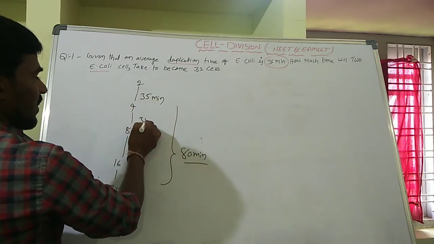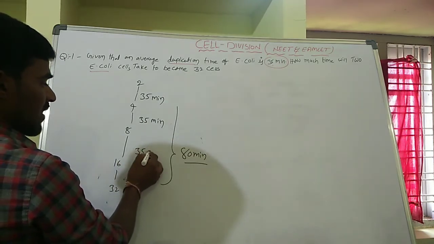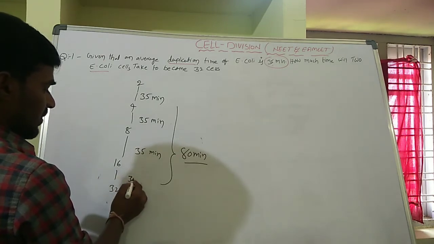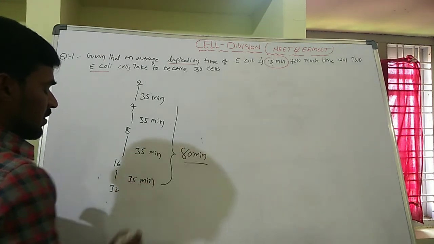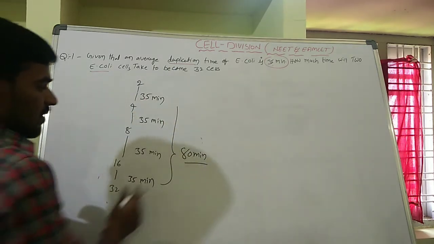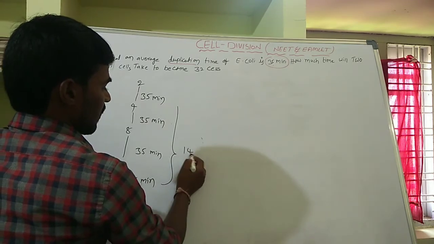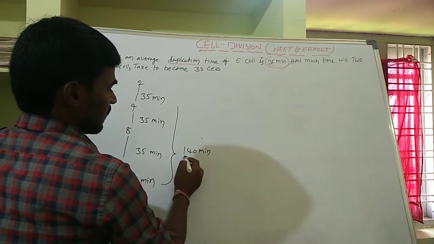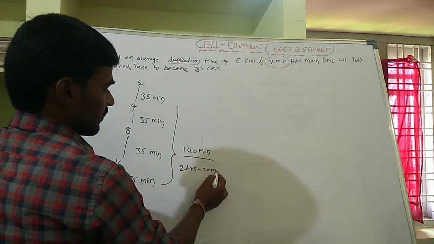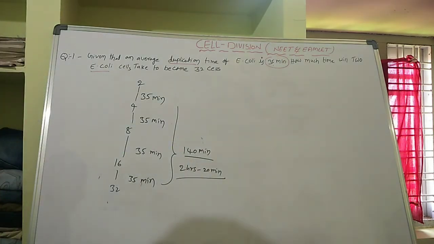After 35 minutes, again 4 cells gives 8 cells. After another 35 minutes, 8 cells gives 16 cells. After another 35 minutes, 16 cells gives 32 cells. Count that: 35, 70, 70. What is the answer? The answer is 140 minutes, which means 2 hours 20 minutes.